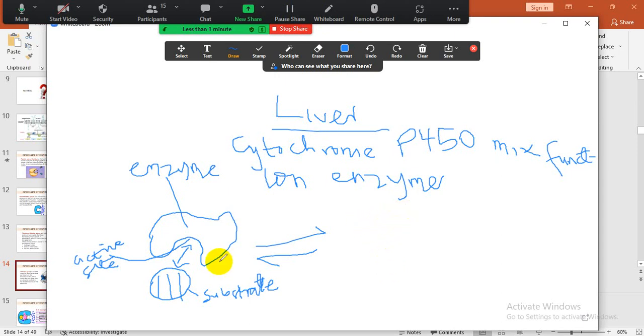When the enzyme and the substrate bind together, they form a complex, and the complex they form is called the enzyme substrate complex. So this is the substrate. It will occupy the active site of the enzyme. You can see the substrate is now inside. Do you understand? Yes, sir. So this structure is called the ES complex.